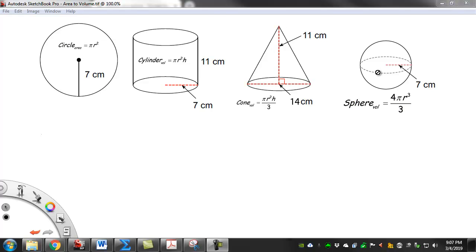Now when we take a sphere, which is also derived from the idea of a circle, we have to use a different formula completely. It's 4 pi r cubed, and because we're dealing with a volume, there's that third dimension based upon the radius, and then it's divided by 3.